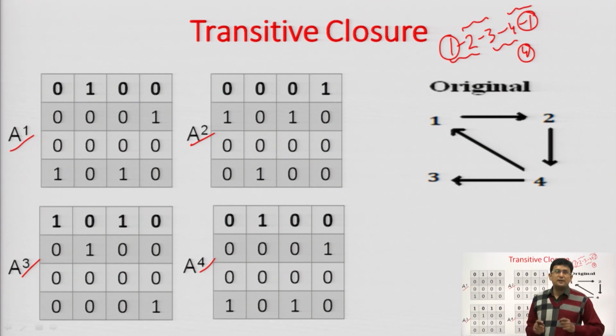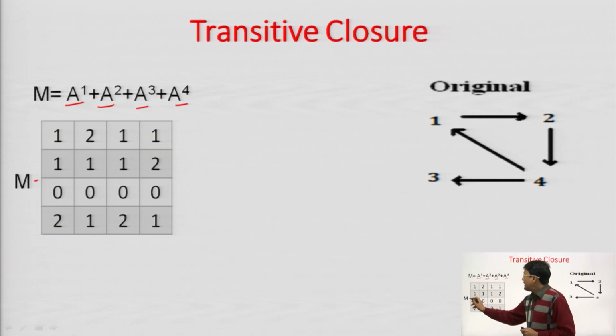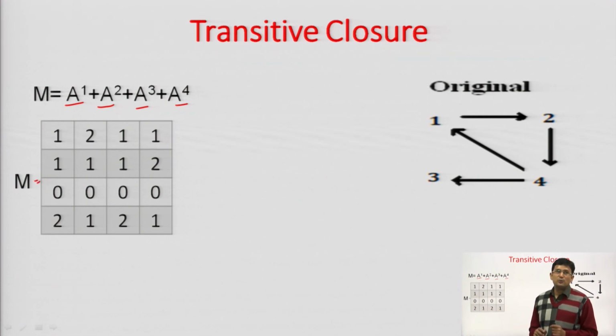We have the knowledge about how many paths of length 1 exist, how many paths of length 2 exist, how many paths of length 3 exist, how many paths of length 4 exist. So I have the knowledge about all types of paths possible between a pair of vertices. In case we sum A square, A cube and A4, I will have the idea about how many total paths are possible between a pair of stations, maybe of any length, maybe of 1 length, maybe of 2 length, maybe of 3 length, maybe of 4 length. So we have summed all these.